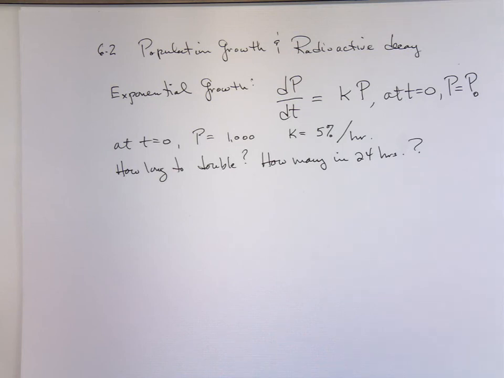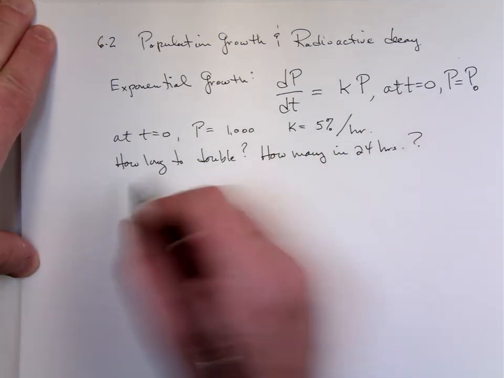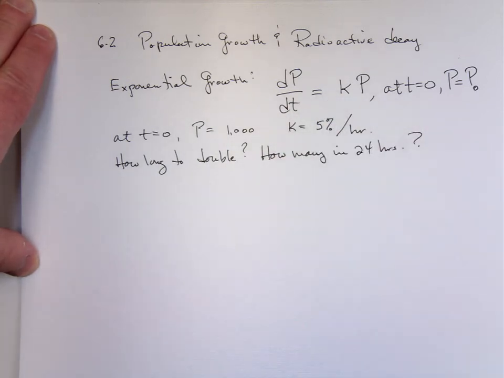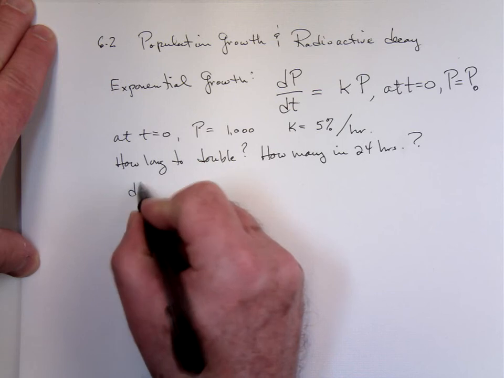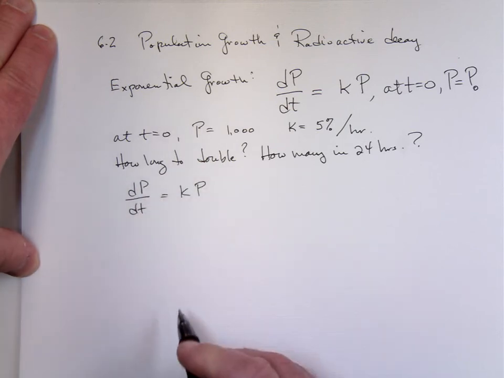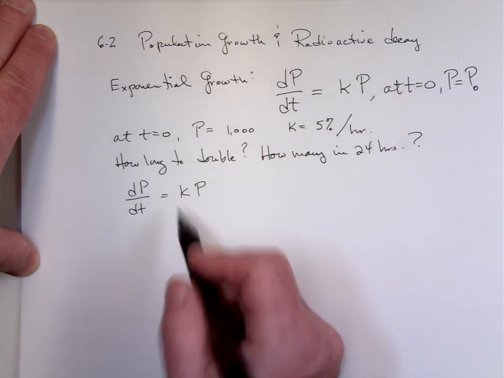Let's solve the differential equation. We're assuming this is our model for the population growth: dp/dt is kp. I'm going to solve it in general, and then we'll apply these specific numbers. This is a differential equation. We solved differential equations at the beginning of the chapter. What do you do? You separate the variables.